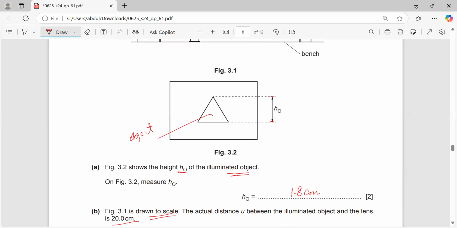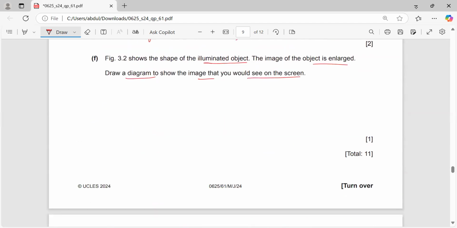Same, you have to show, because it is a real image. A real image is inverted, but it is enlarged also, something like this. That is enough. 1 mark.